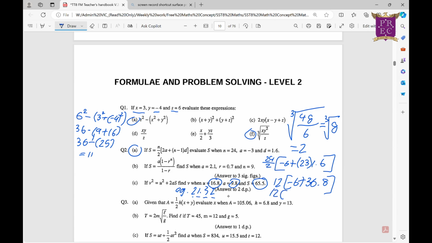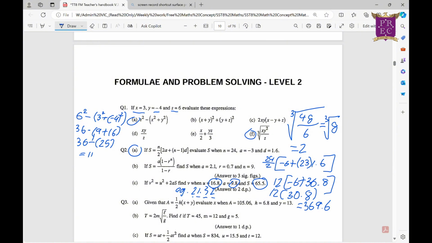What's 30.8 times by 12? You can put it in the calculator, or you can do it manually. It takes a bit of a while to do it manually. I'll just put it in the calculator and see what we get. So 30.8 times by 12 gives us 369.6.